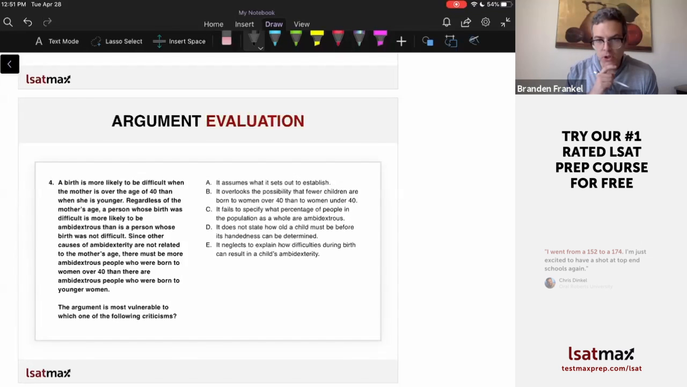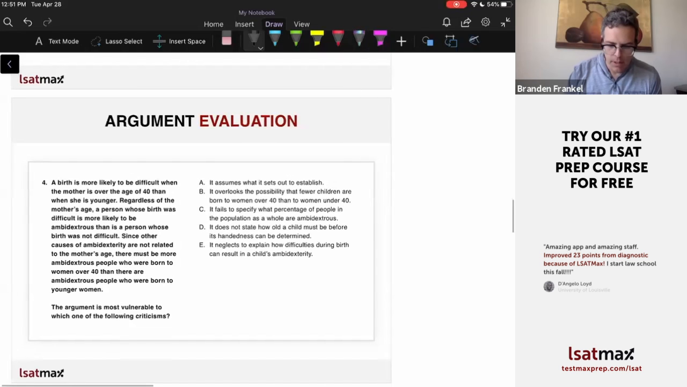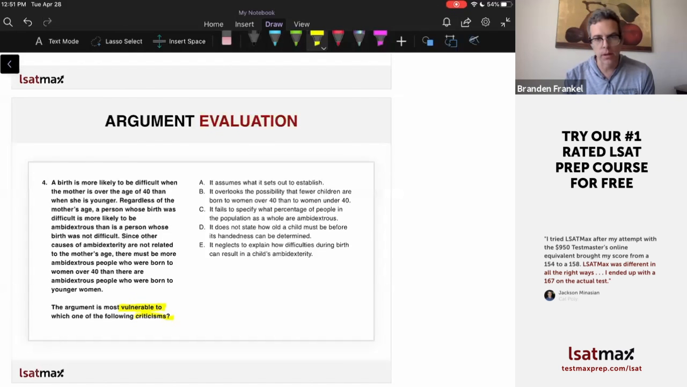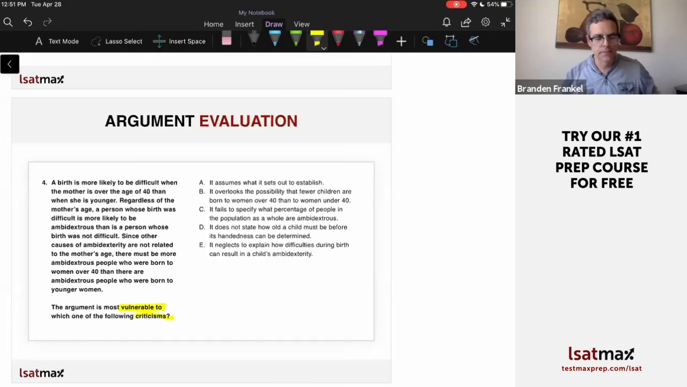So I've got another question that we're going to work through here. If you look, this question is asking us specifically to do argument evaluation. It's vulnerable to what criticism? They're asking you not just what is it doing, they're asking you how is it failing? What is wrong with it? So let's go through this and let's think through it.